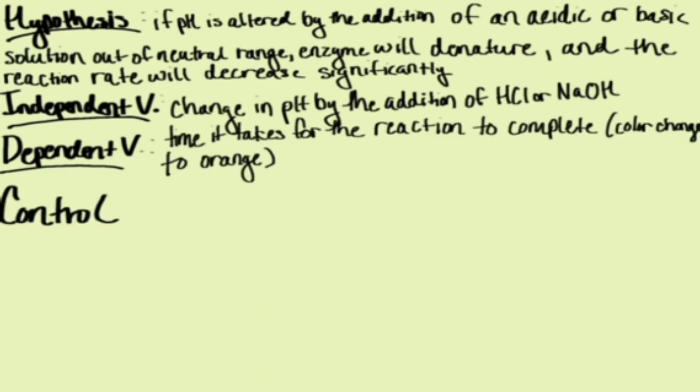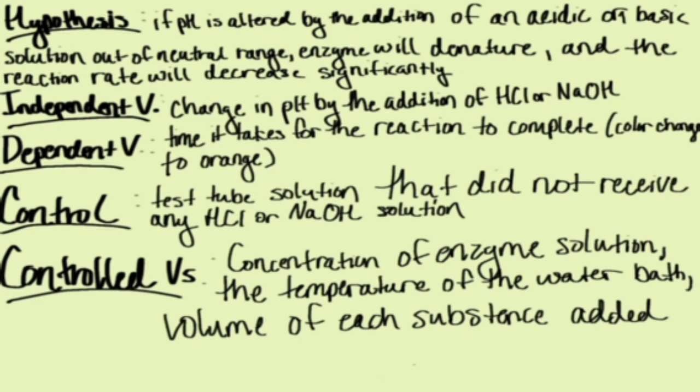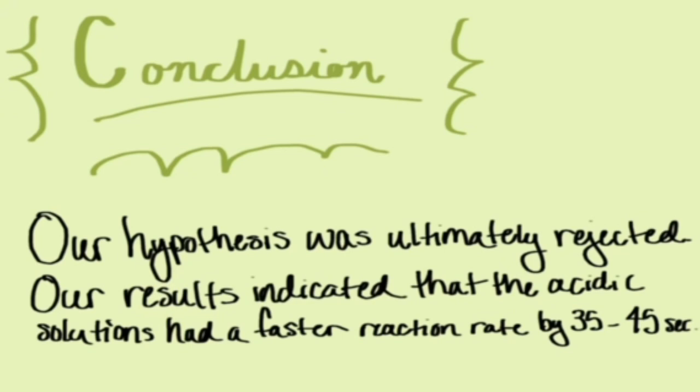Our control group was the test tube that did not receive any acid or base solution. The controlled variables include concentration of enzyme in solution, the temperature of the water bath, the volume of enzyme solution, the volume of substrate, and the volume of Benedict's solution. Conclusion. Our hypothesis was ultimately rejected. Our results indicated that the acidic solutions had a faster reaction rate by about 35 to 45 seconds.